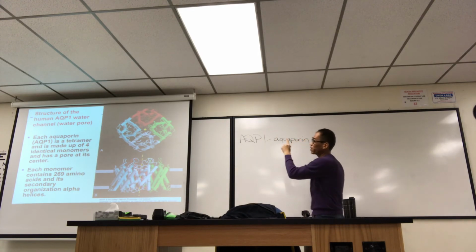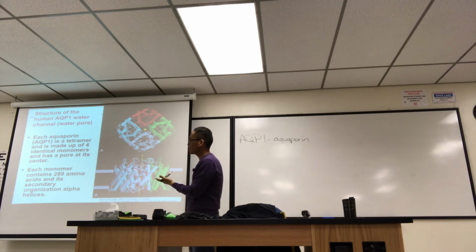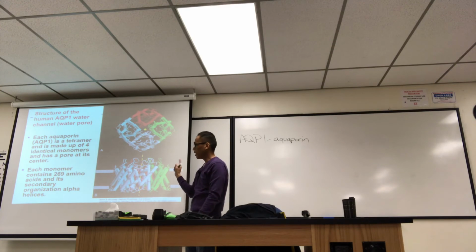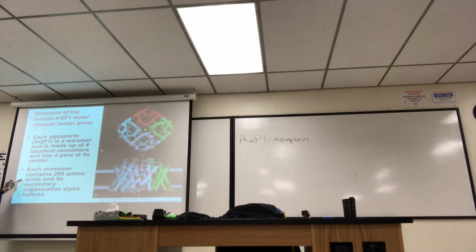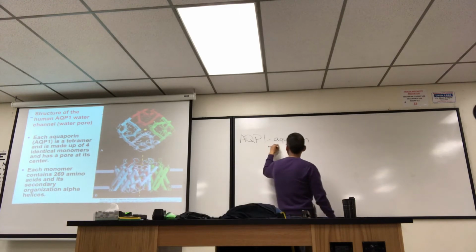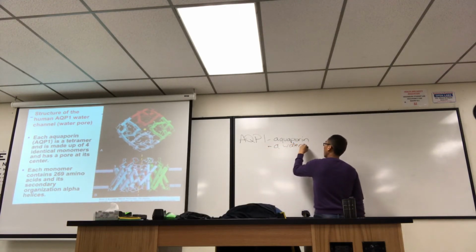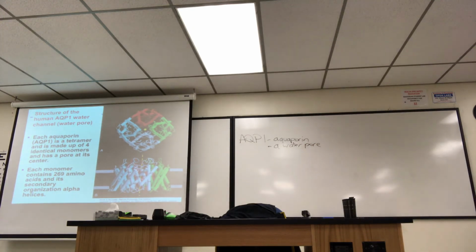There are different ones. This one is aquaporin 1. It's a water pore. Each one is a tetramer, meaning 4 parts, 4 polypeptide chains, identical molecules, each with a pore in it. Each monomer contains 269 amino acids, and its secondary organization is alpha helices, right? So all that terminology should make sense. This is a water pore. It allows the diffusion of water, which is called osmosis.